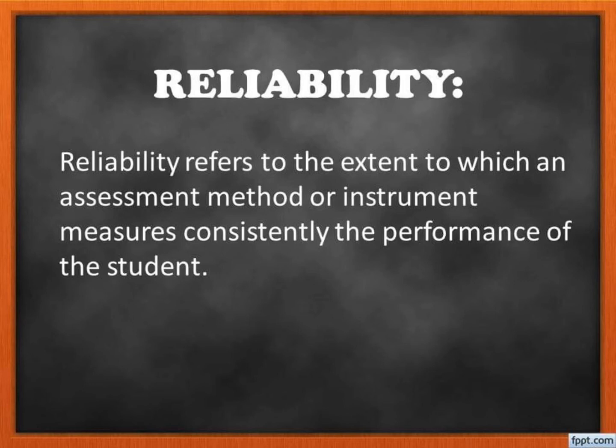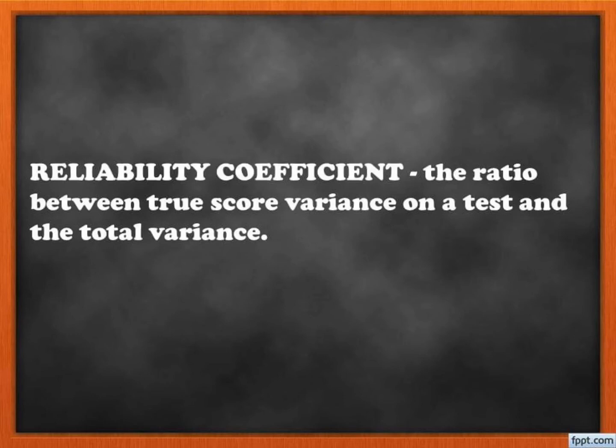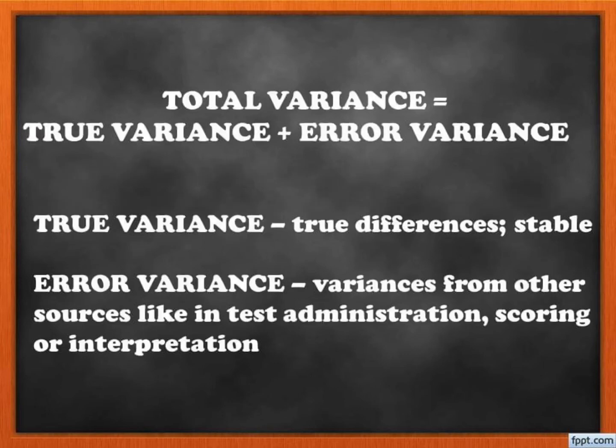And always remember that reliability is a very important piece of validity evidence. To know the degree of being consistent of a test, we can use reliability coefficient. This is technically defined as the ratio between true source variance on a test and the total variance. The total variance has two components, the true variance and the error variance.